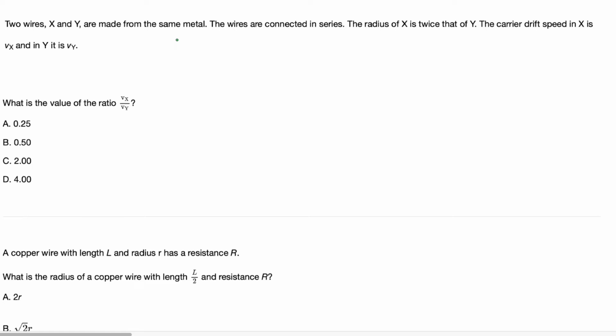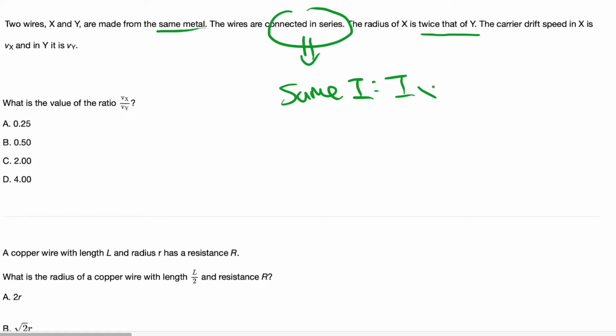Two wires X and Y are made from the same metal. The wires are connected in series. The radius of X is twice the radius of Y. The carrier drift velocity in X is V sub X, and in Y is V sub Y. What is the value of the ratio V sub X divided by V sub Y? So because the two wires are connected in series, you know that they have the same current, right? So Ix is equal to Iy is equal to I.